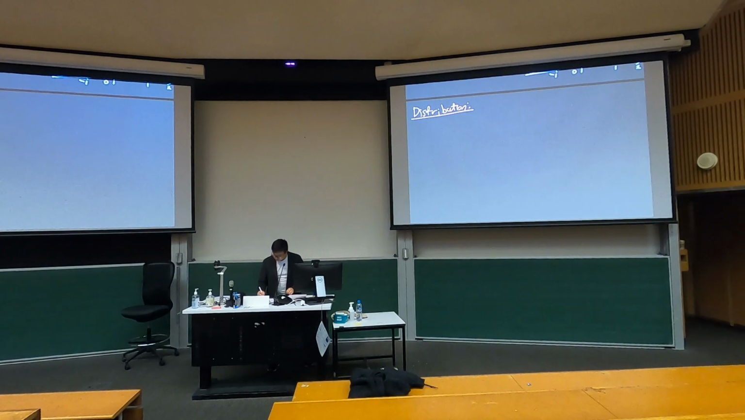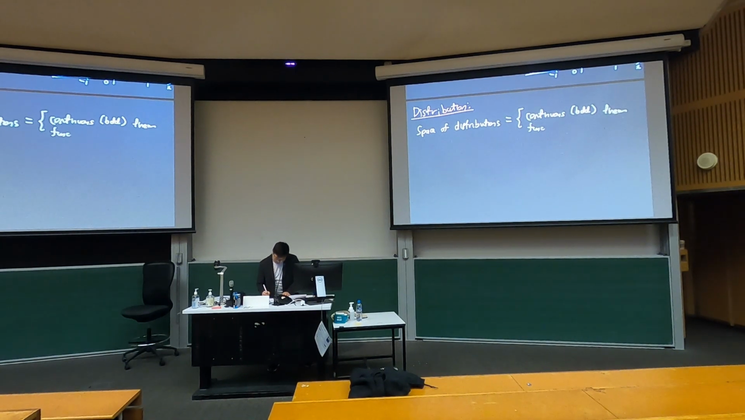So a distribution, the space of distributions, is going to be equal to the space of continuous, and continuous in this case is going to be equivalent to bounded, continuous linear functionals on my space of test functions.